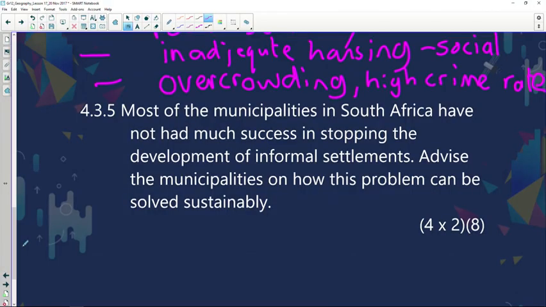Welcome back after the break, and let's continue looking at question number 4 in the question paper in your booklet. So we're busy discussing question 4.3.5. Most of the municipalities in South Africa have not had much success in stopping the development of informal settlements. Advise the municipalities on how this problem can be solved sustainably.